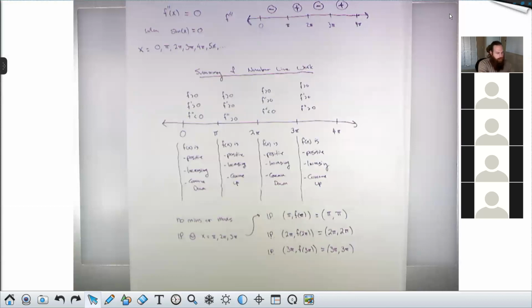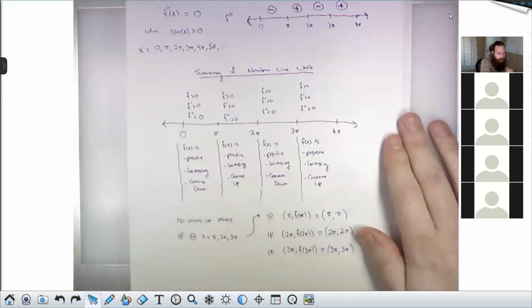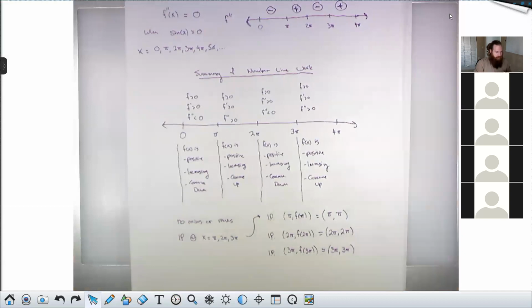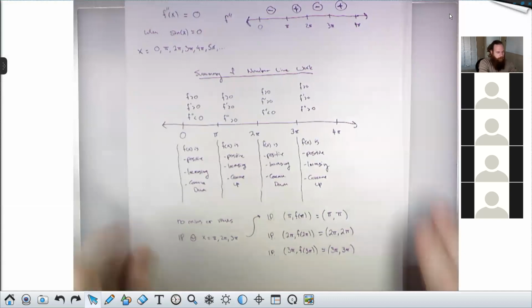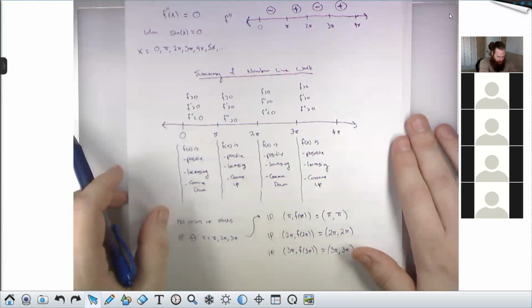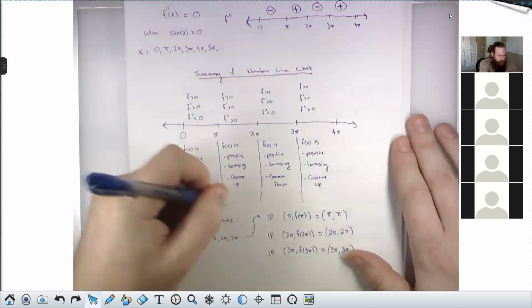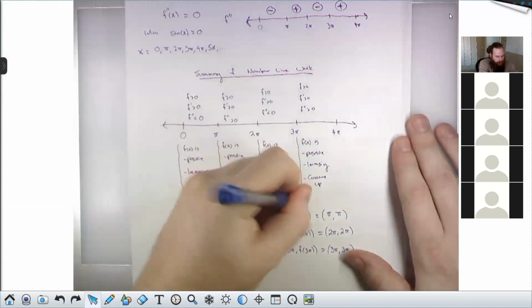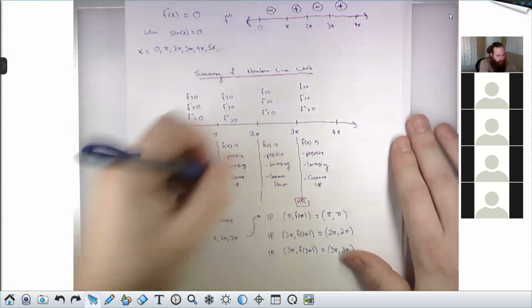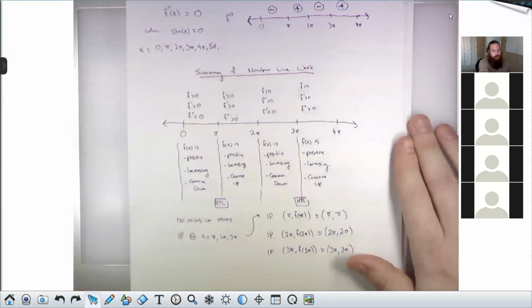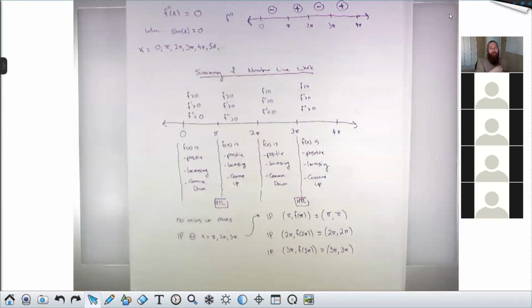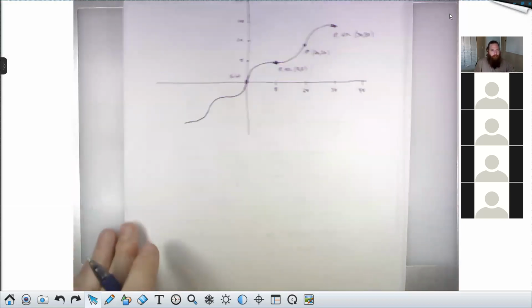Something we might want to add is that even though we don't have mins or maxes, we do have horizontal tangent lines somewhere. Those horizontal tangent lines came from places where F primed was equal to 0, and those were at pi and 3 pi. So you do have an HTL here, and you do have an HTL here, even though there's no min and no max. That's useful information. And then here's our graph.